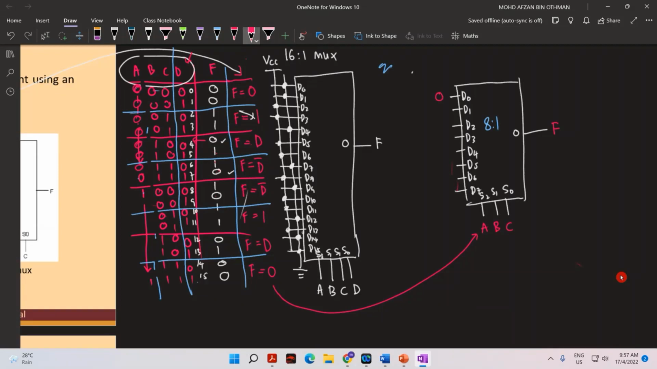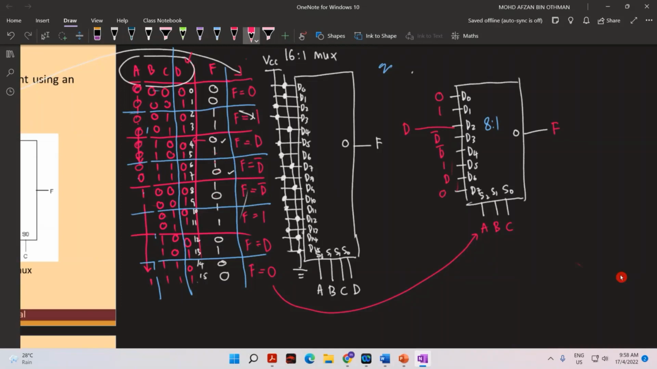Okay, what about this one here? D1. D1 is 1. D2 sambung kepada D. Okay. D3 D bar. D4 also D bar. D5 1, yang ni D6 D, and 7 is kosong.